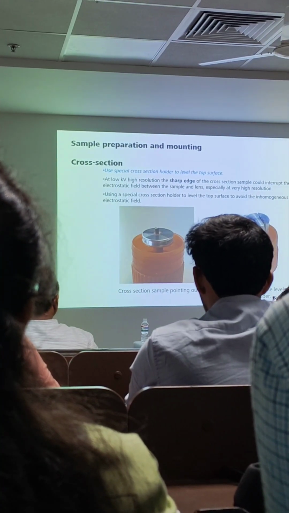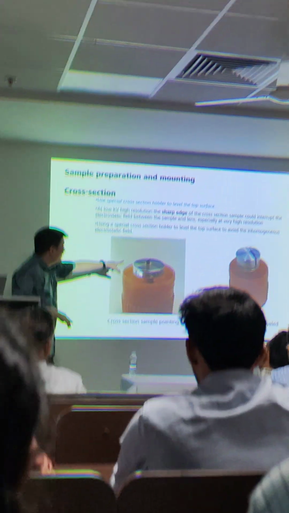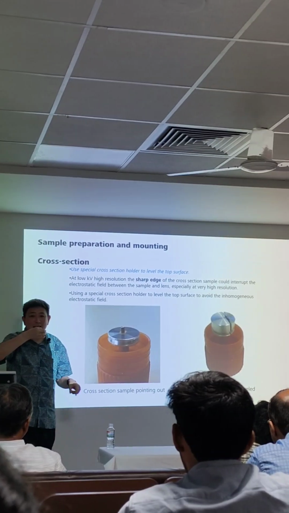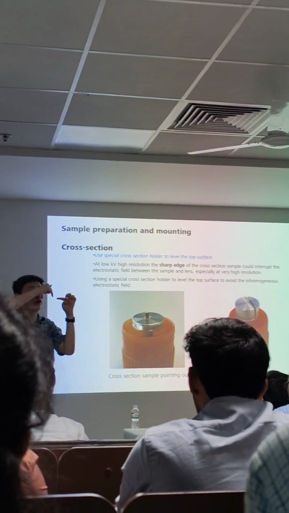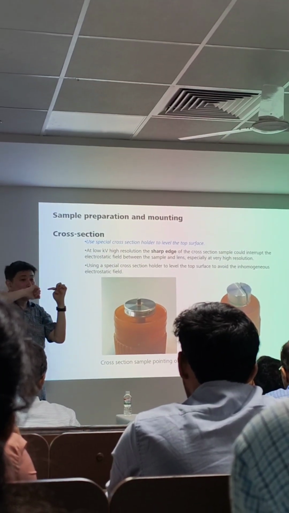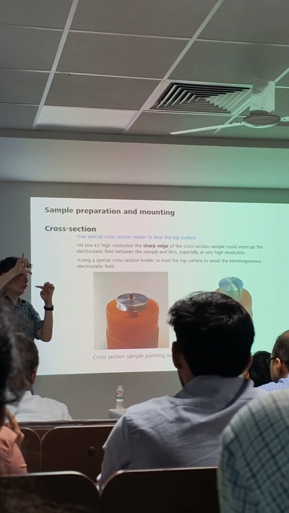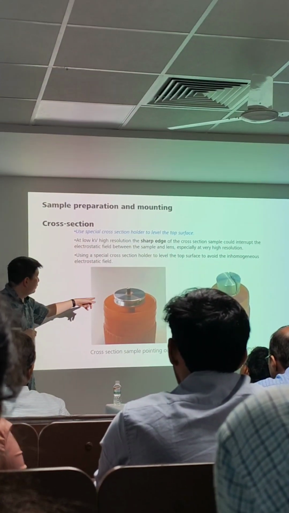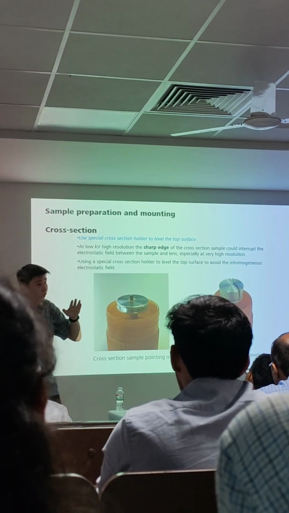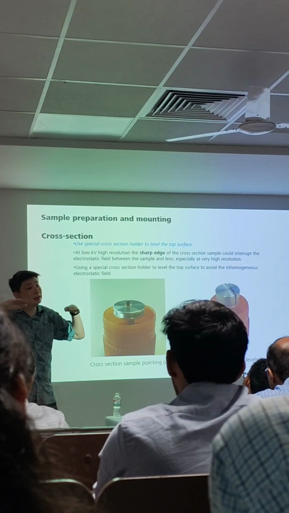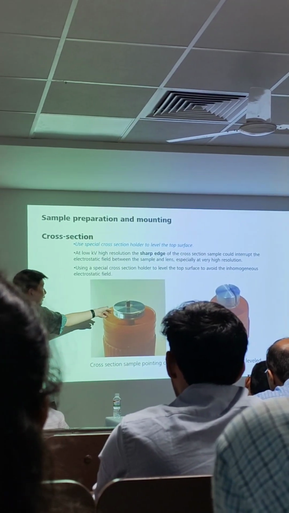Cross section. A lot of people put the cross section and just place it on top. This is very bad because this is the pointy tip that all the electrons will go into, right? Because it's nearer to the column. So the charging will be all on the surface. Right? Never do this. We prefer generally a flat surface. Okay, I will later show you the effect of this.